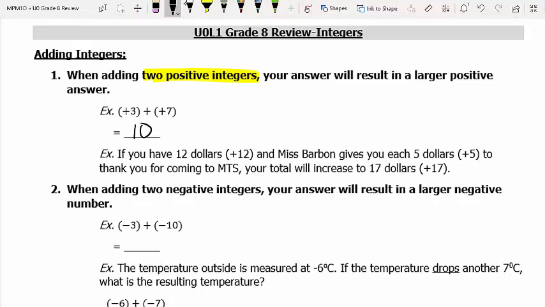And then an application of that, which might help for you guys to understand this a little better, is if we look at money. If you all have $12 in your pocket, you have positive $12, and then I give you all $5, that's going to be a total of $17 in your pocket.